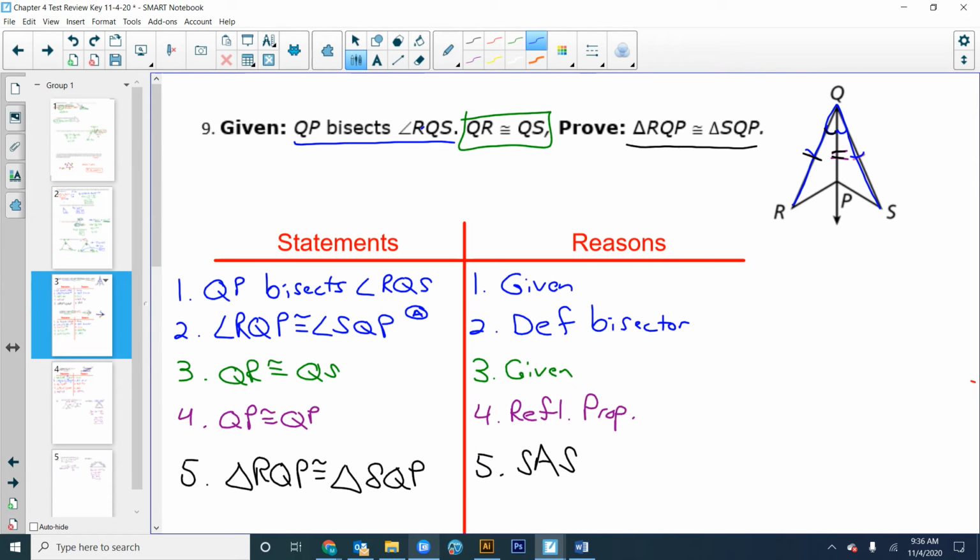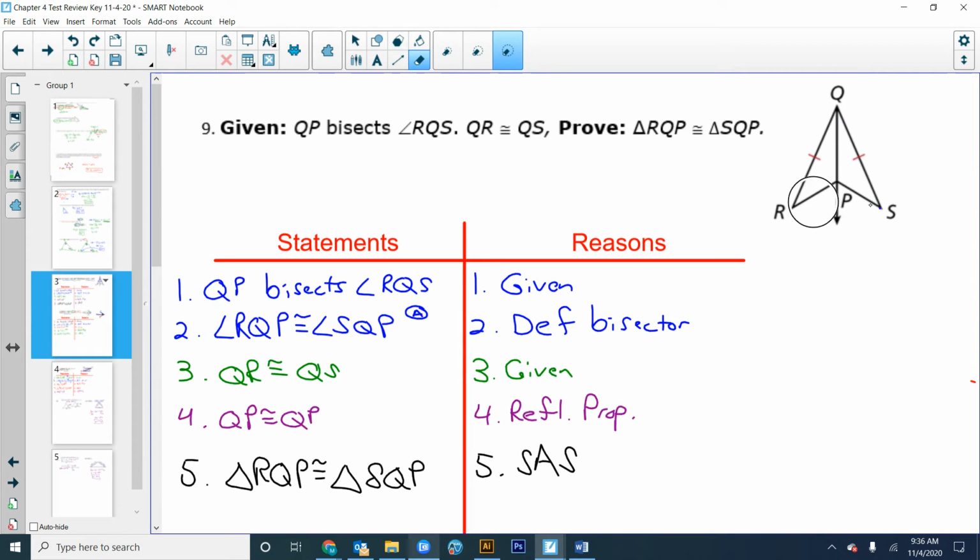Right, on to number 9. Are you starting to recognize that when you see the word bisect an angle, you know there's going to be two congruent angles? Everybody seeing it? So on this picture, as soon as you see QP bisects angle RQS, here's RQS. It's an angle up at Q. It's the whole angle. When you cut the angle in half, you get two congruent angles.